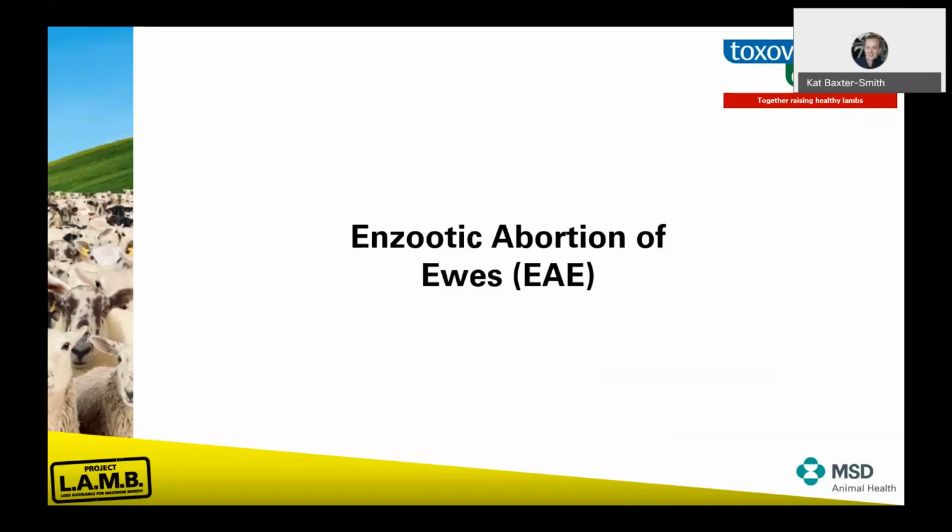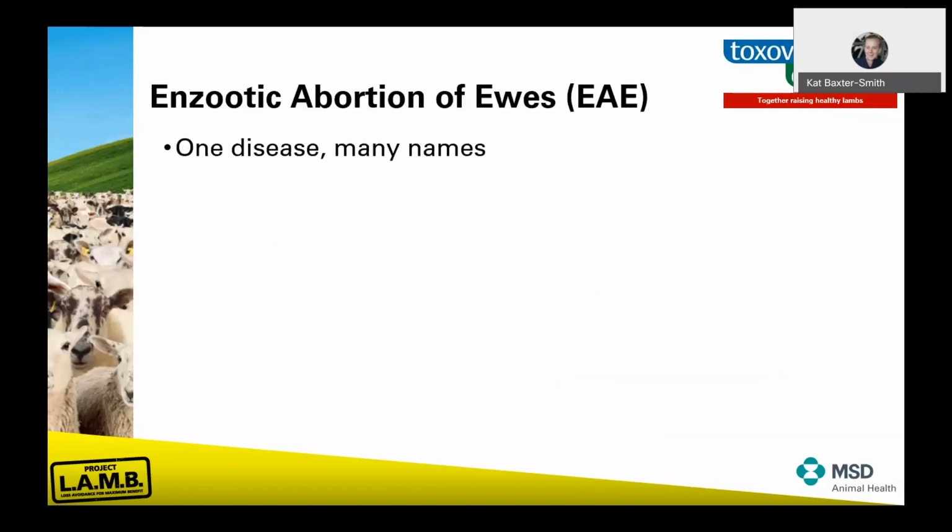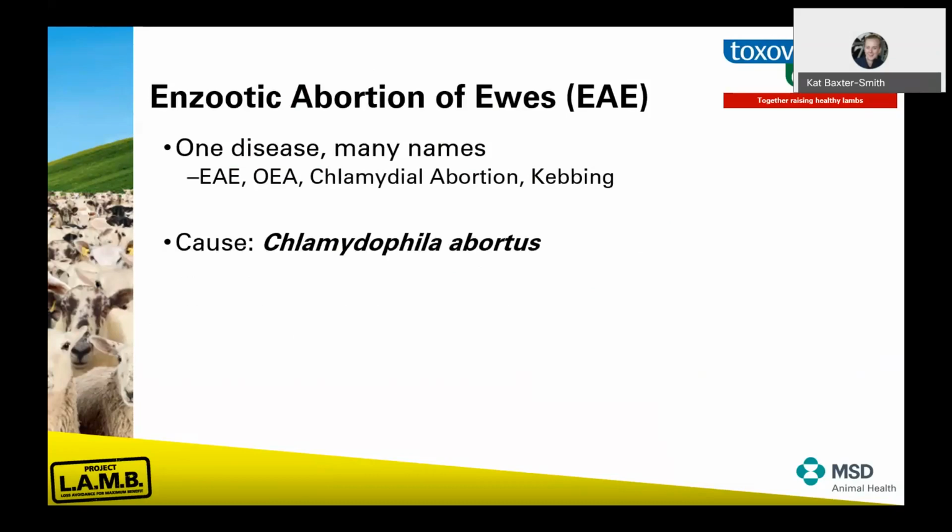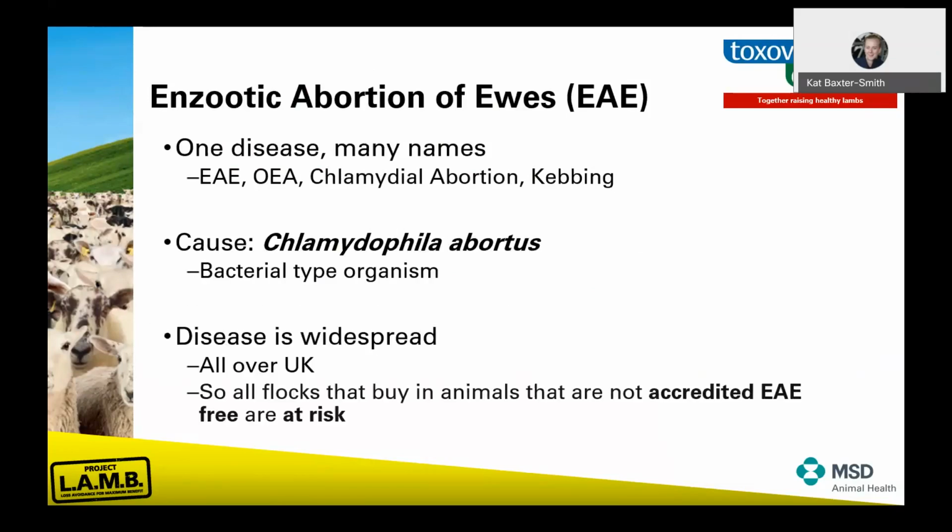Right, that's Toxo. Let's move on to enzootic abortion of ewes, or EAE. It also has other names, such as OEA, chlamydial abortion, or kebbing, which I think is an Irish term. The cause is a sort of bacterial-like organism called Chlamydophila abortus, and it is widespread throughout the UK. So if you're buying in sheep and not buying from an accredited flock, it is a risk.